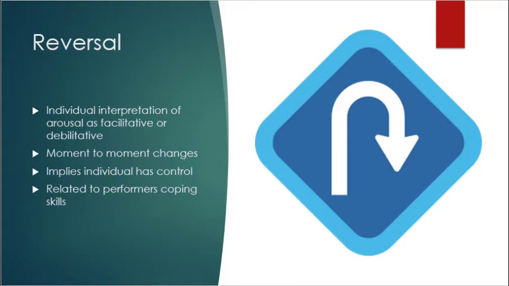So again, this is important to understand: the performer has control of a situation in the way they interpret it. And so this goes all the way back to coping skills and the need for improving coping skills in moments of high pressure and high competitiveness. So the key point to this is that how a performer interprets arousal will influence their overall performance and behavior.